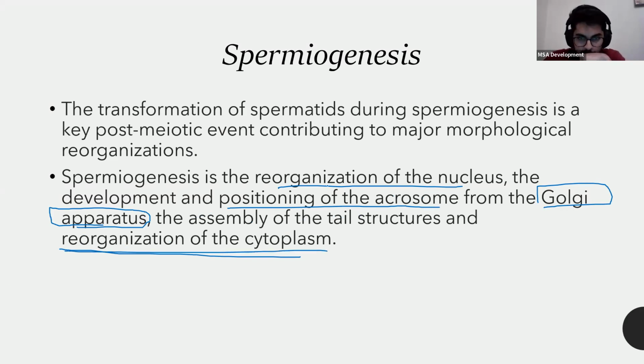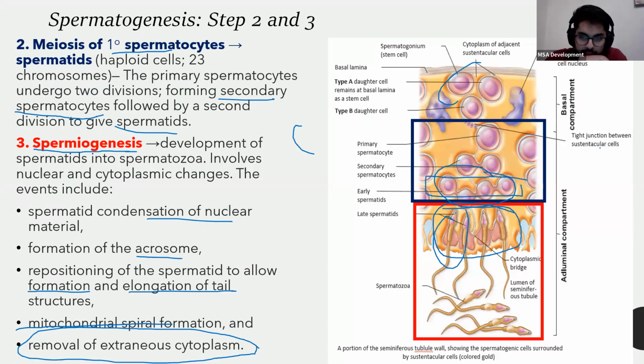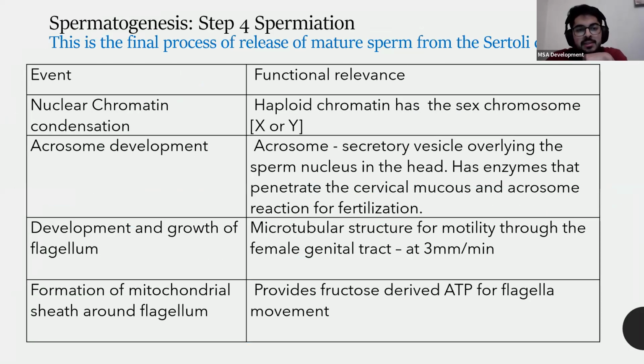Now, after spermiogenesis has occurred, and we said that spermiogenesis happens between Sertoli cells, the next step is going to be the release of these sperms from the Sertoli cells into the seminiferous tubules. And this is actually the last step of spermatogenesis, which is spermiation.